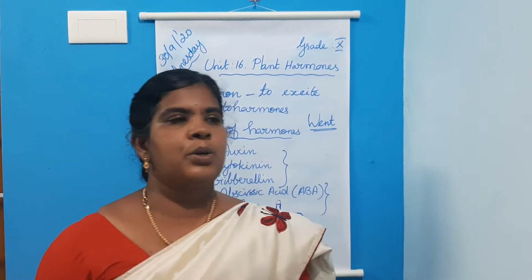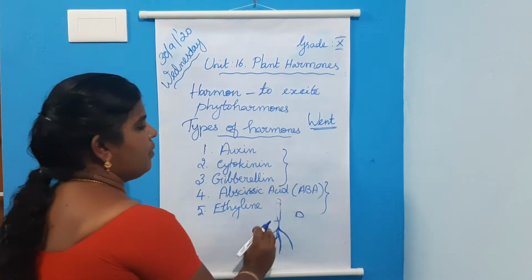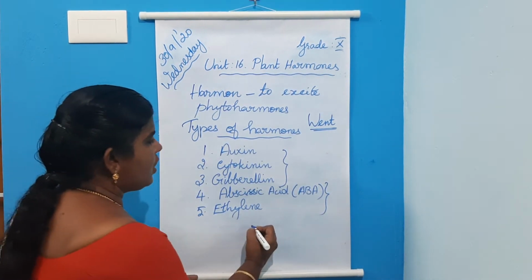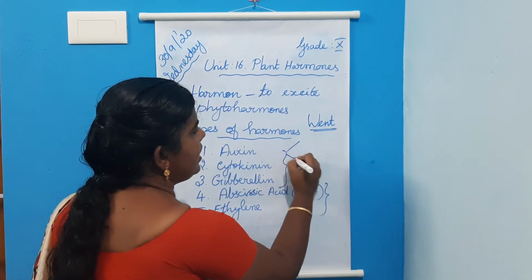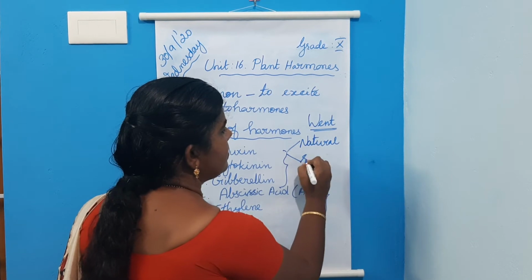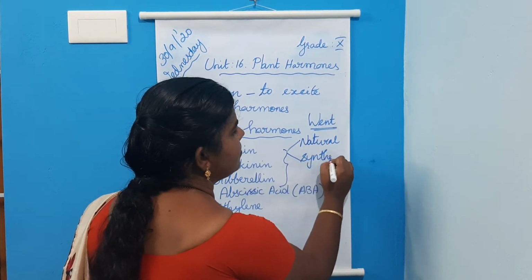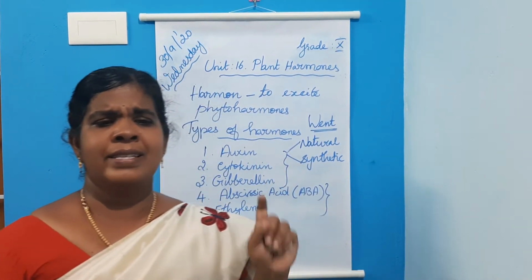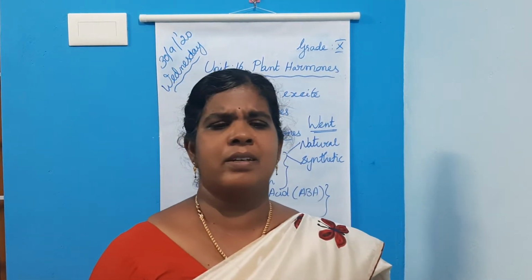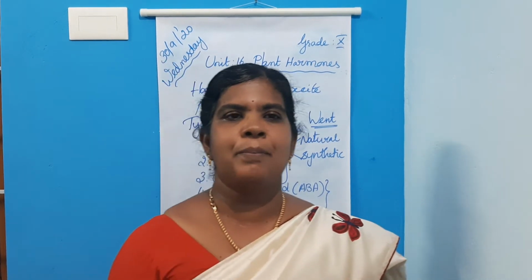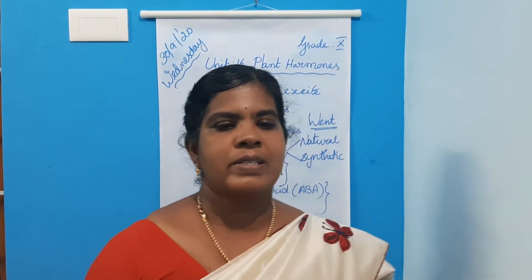That means to grow. Next is about types of auxins. There are 2 types of auxins, namely natural auxins and synthetic auxins. What are the types of auxins? Natural and synthetic. What are natural auxins? Auxins produced by plants are called natural auxins.